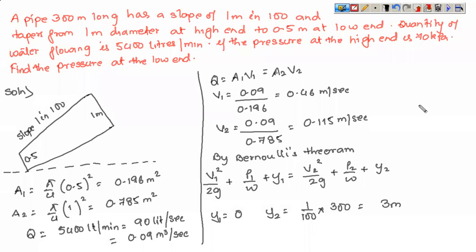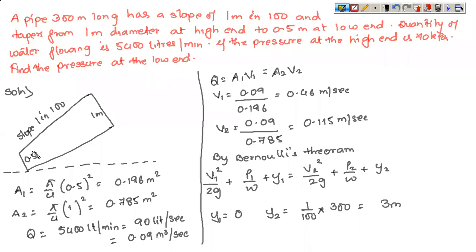Now let us take a small numerical based upon Bernoulli's theorem. The numerical says that a pipe 300 meters long has a slope of 1 meter in 100 and tapers from 1 meter diameter at the high end to 0.5 meters at the low end. Quantity of water flowing is 5400 liters per minute. If the pressure at the high end is 70 kilopascal, find the pressure at the low end.